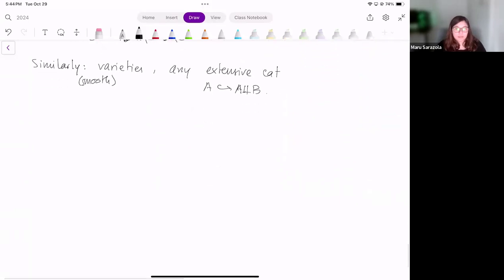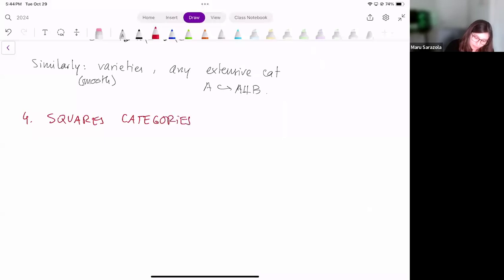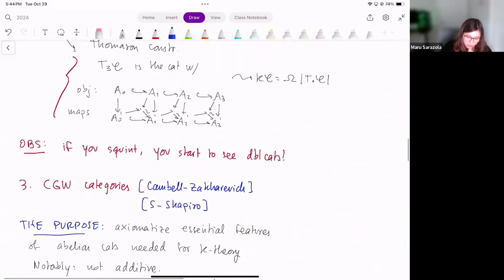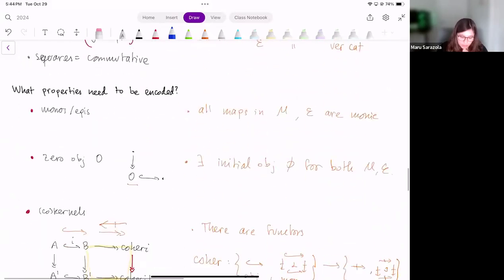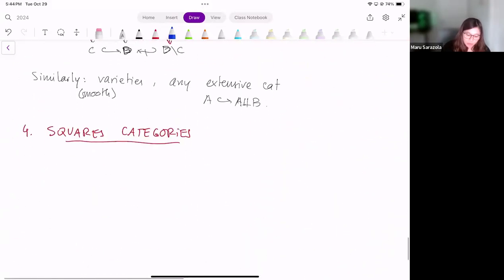Okay, so that's for these CGWs. These are the more complicated ones. But in the time that I have left, I want to talk about another framework based on squares that are aptly called squares categories. And what these are all about, so we said, okay, for these CGWs, the purpose was to axiomatize the abelian setting and recover some new non-additive examples. What was the reason for this other framework?